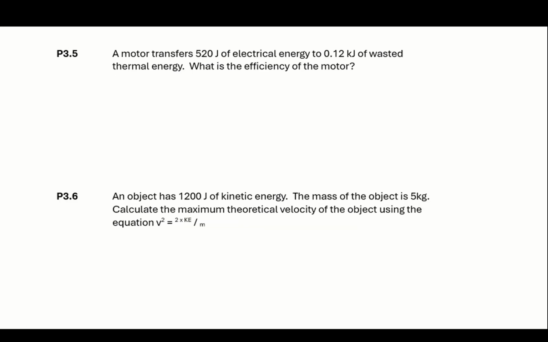Next one, what's the efficiency of the motor? And we've got some numbers there. So efficiency is useful output over total input. A motor transfers 520 joules, I'm happy with you, to 0.12 kilojoules wasted. So times 1,000, that's 120 joules. Now they're speaking to each other, they're both in joules. And this is wasted. It says, what's the efficiency?